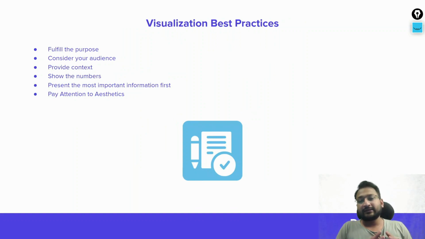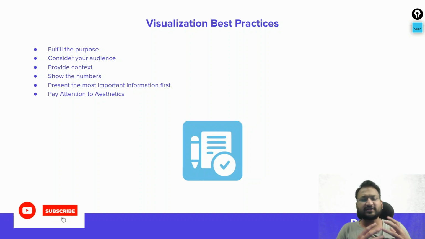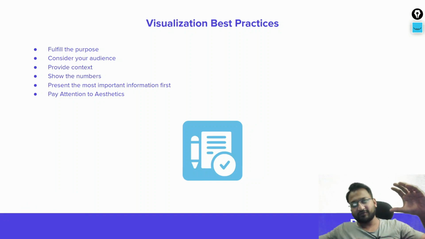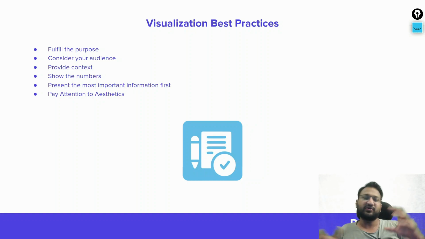Placement of the charts is very important. So present the most important information first, because when you start reading a report, you start from the first chart. So it's always a good idea to keep the important information first. Then as you go from left to right, top to bottom, the importance of the information goes down.